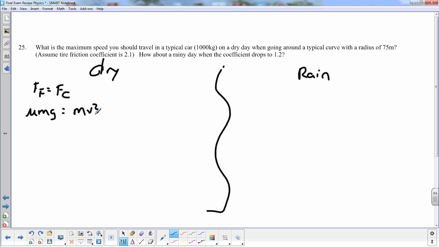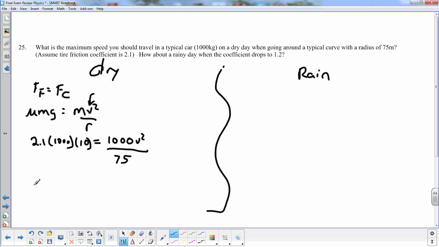2.1 times 1,000 times 10 divided by 75. So 2.1 times 1,000 times 10, 21,000 equals 1,000 v squared over 75. So we're going to multiply 21,000 times 75, then divide it by 1,000. So multiply both sides by 75, then divide it by 1,000. So I've got v squared equals 1575.